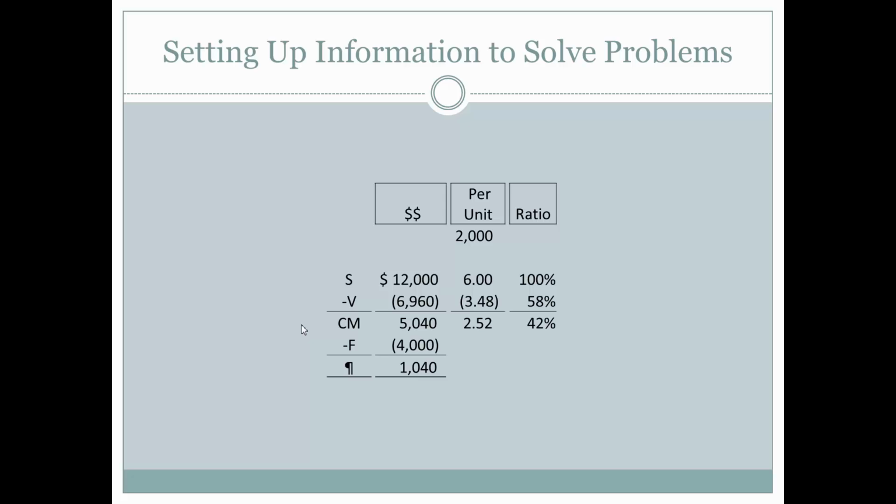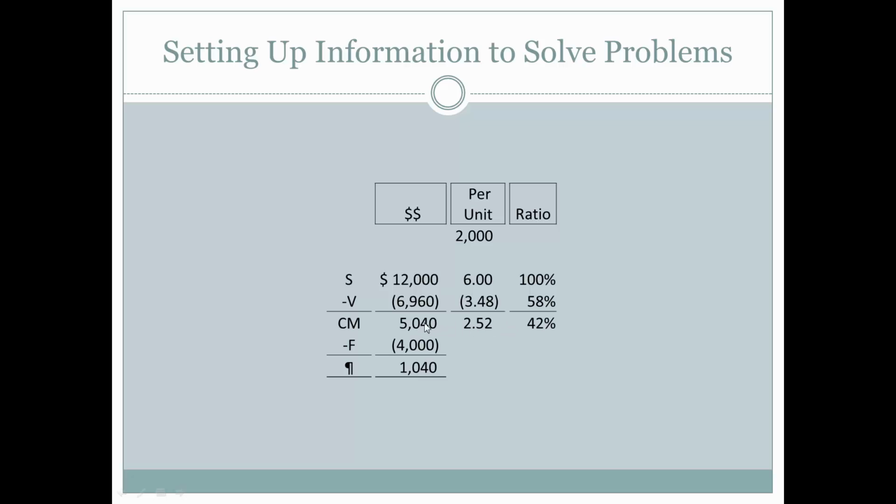Setting up the information to solve the problems. You should set up the information to solve the problems using the total sales and expense dollars. Also configure it on a per unit basis, as well as determining the ratios related to the contribution margin and the variable expenses. Sales are always considered to be 100%. Variable expenses are considered a portion of sales, and the contribution margin is also considered to be a portion of sales.